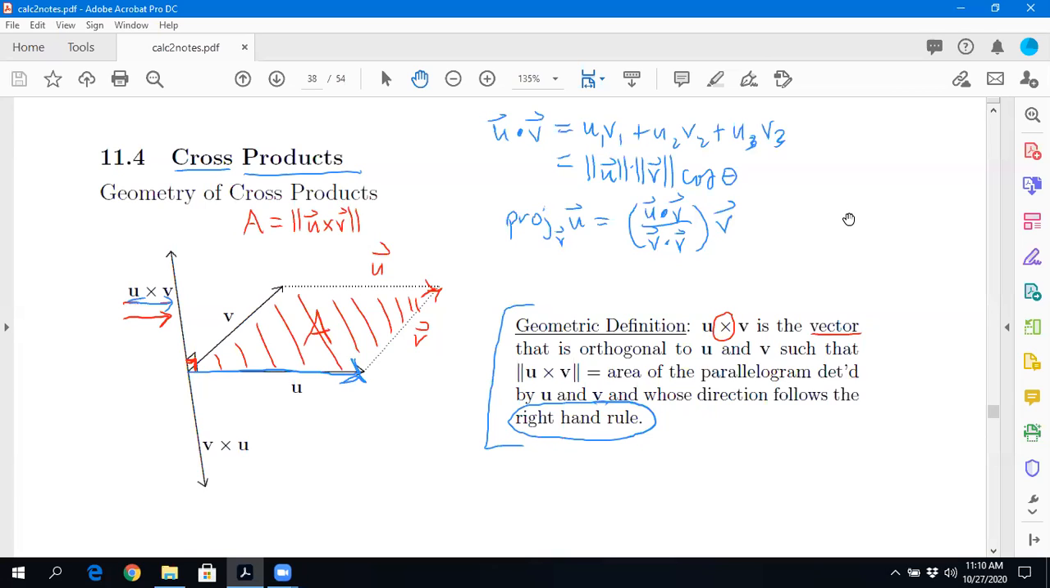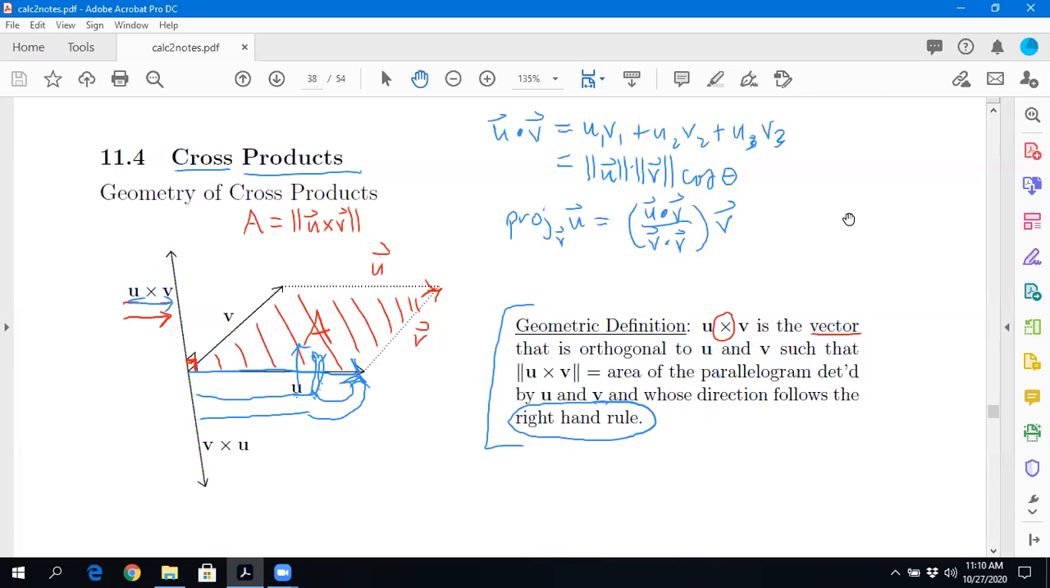I'm going to try to draw it, but forgive me ahead of time. So I put my right arm in this direction, and I'm going to put it so that I can curl my fingers in the direction of V. Does that make sense? And then you say, now which way does my thumb point? Well, that way, right? My thumb is going to point that direction. It points up. Do you see that?